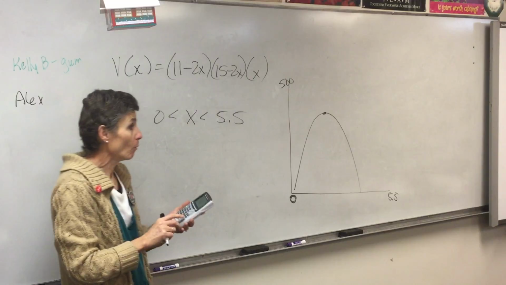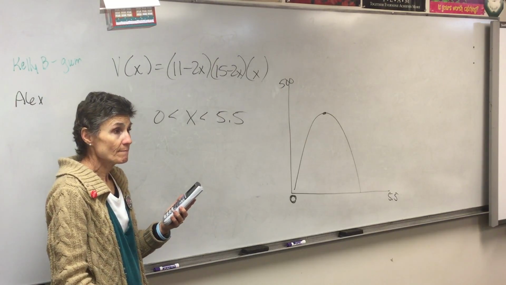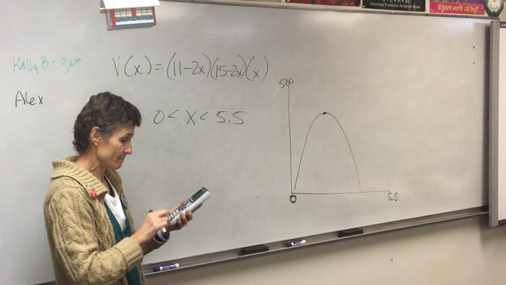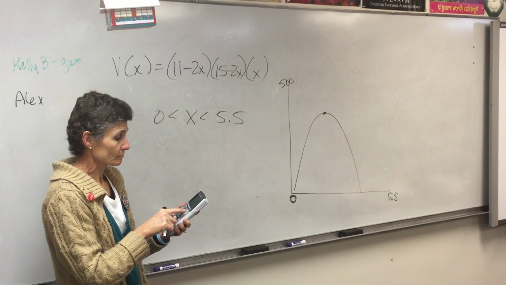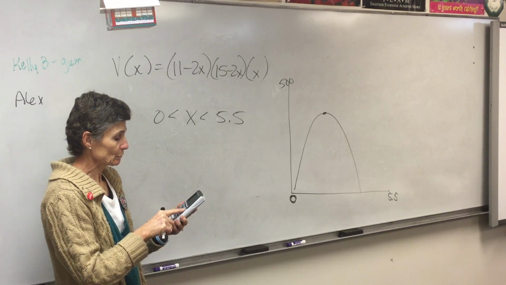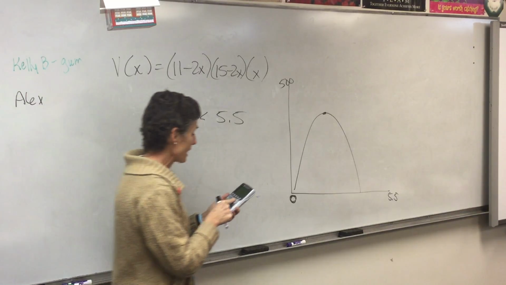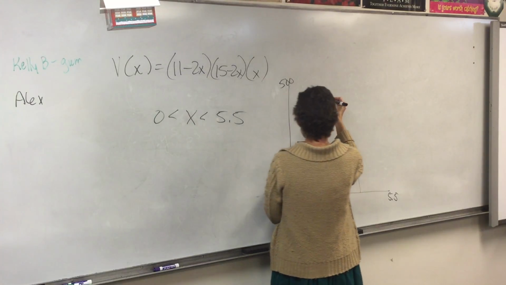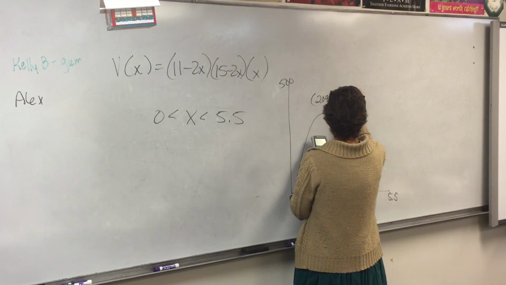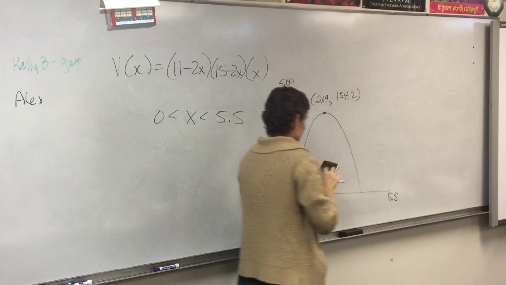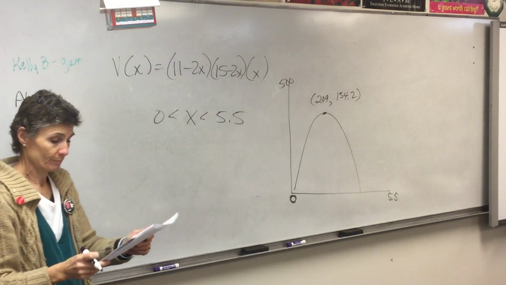I find the maximum point by second calc, right? And then go down to maximum. And then I do my left bound, right bound thing. And my maximum point turns out to be 2.09, 154.2. All right, that's the maximum straight off my calculator.